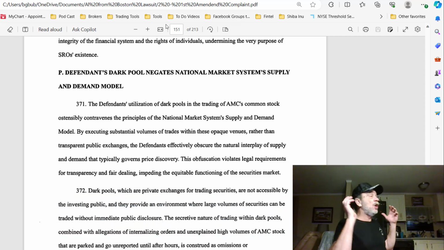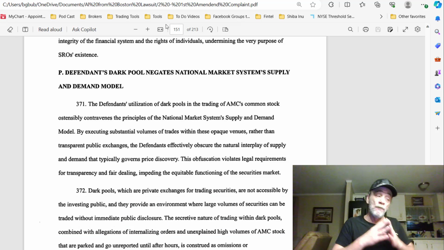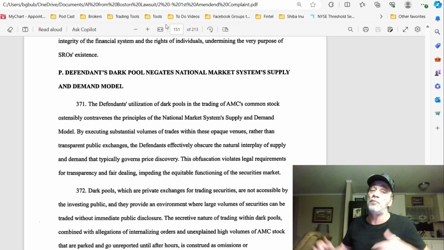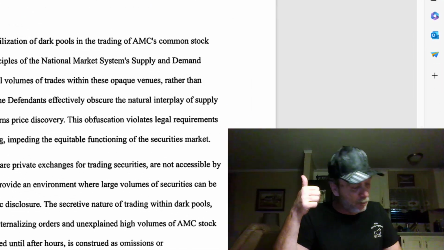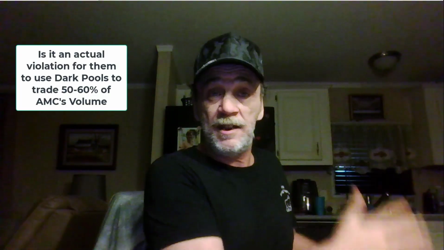Now, if you're going to attack Citadel, Virtu, Susquehanna, Citigroup's use of dark pools, you have to understand a couple of things. Number one, what's the purpose of the dark pool? Number two, is it actual violations if they are sending 50% or 60% of AMC volume to their dark pools instead of the lit exchanges? The answer's no. It's not a violation. I'm going to establish that argument in just a little bit.